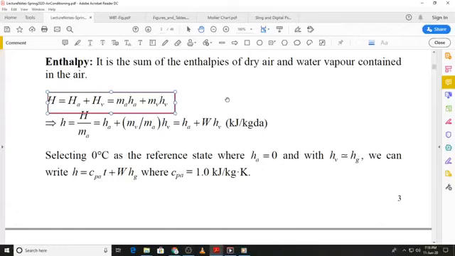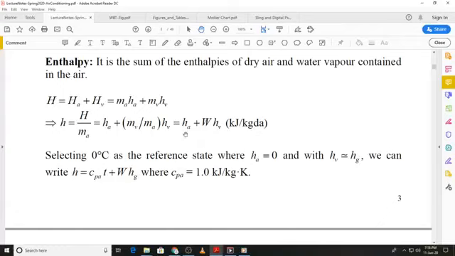Now if I divide the right hand side and the left hand side throughout by MA, what I will get is the specific enthalpy of the moist air, and that will be energy per unit mass of dry air. On the right hand side, MA will cancel out in the first term, giving us HA, and in the second term we will get the ratio MV by MA, that is mass of water vapor divided by mass of dry air, and that we have from our previous definition is the humidity ratio. And we can appropriately replace MV by MA by the humidity ratio W, and as I said, it will have units in the SI system of kilojoule per kilogram dry air.